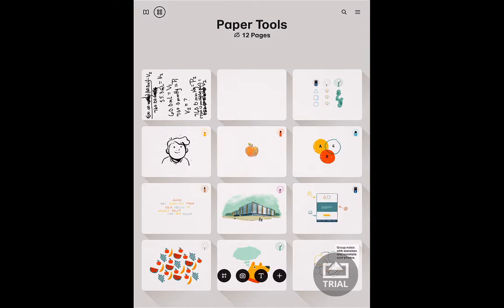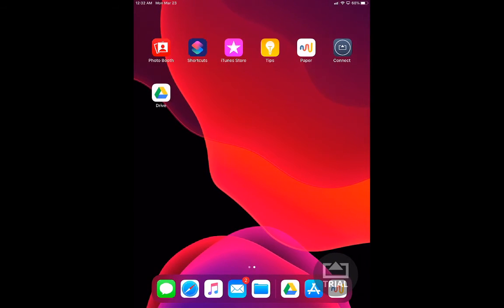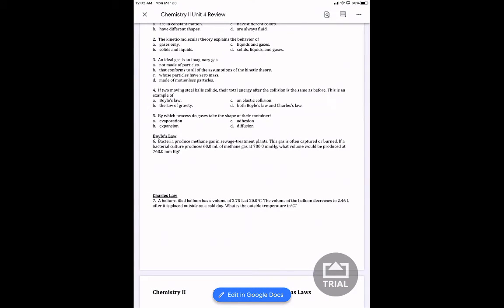So, let's go back to our problem. Let me figure out how I want to do this. All right, let's go back to another problem. Number 2, or the second one I should say, Charles' law. A helium-filled balloon has a volume of 2.75 liters at 20 degrees Celsius. The volume of the balloon increases to 2.46 liters after it is placed outside on a cold day. What is the outside temperature in degrees Celsius?